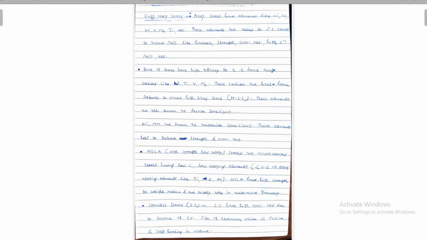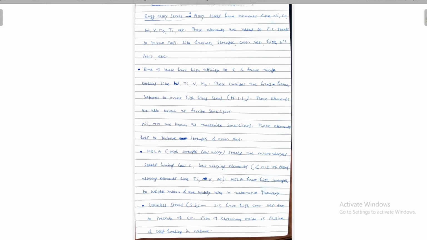HSLA, high strength low alloy steels, are microalloy steels having low carbon and low alloying elements. The percentage of total alloying elements like titanium, vanadium, aluminum will always be less than 0.5% only. But it is observed that if a small amount of these alloying elements is added to low carbon steel, then the performance of this low carbon steel or mild steel is greatly enhanced.